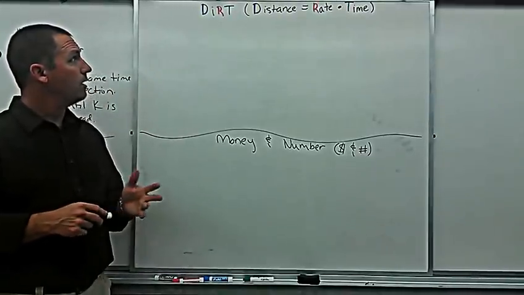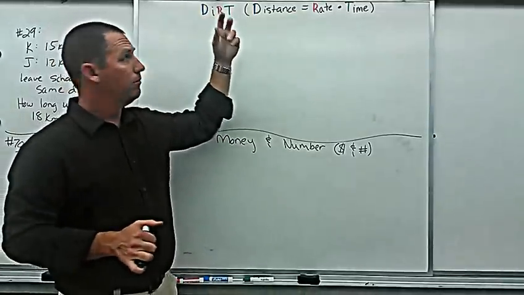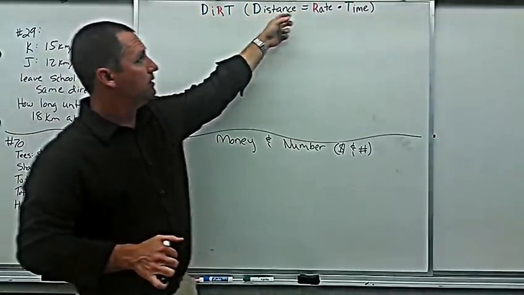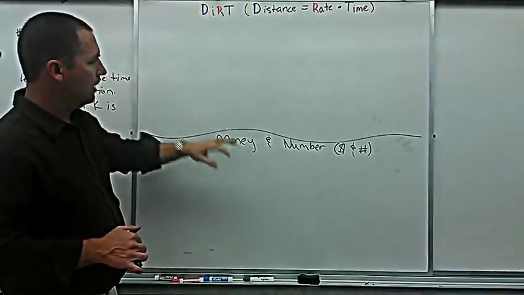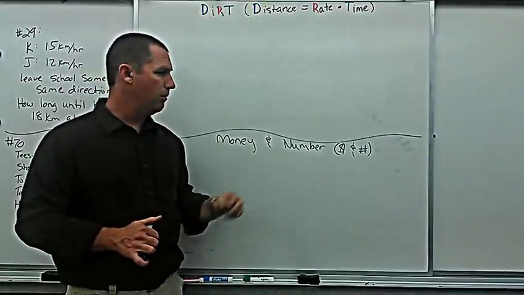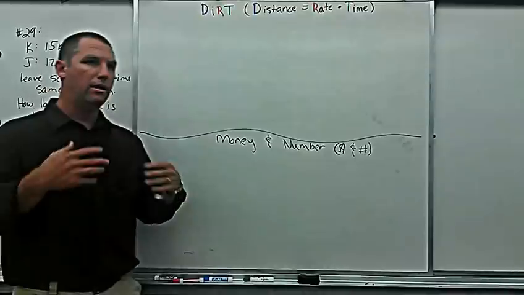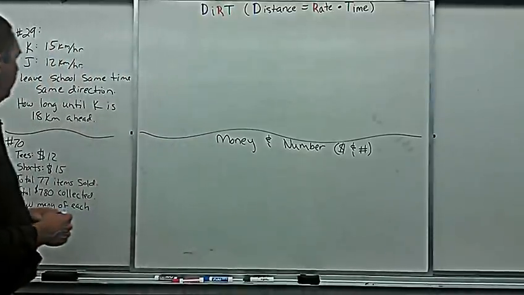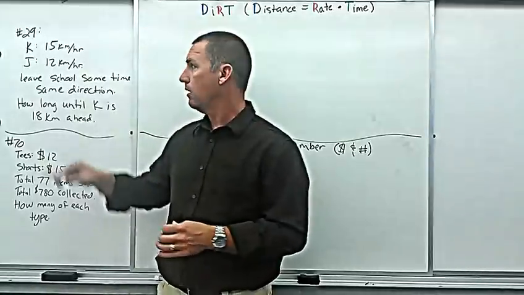Word problems that we've been talking about. The first one we're going to be doing is a DIRT problem. Remember that DIRT's an acronym. It stands for distance equals rate times time. So that's the DIRT. And the second one we do is going to be a money and number problem, and we've done a few of those as well. And kind of coming in with you understanding how the chart works, but we'll help fill it in if we can. So the first problem we're going to do is number 29 in your book.